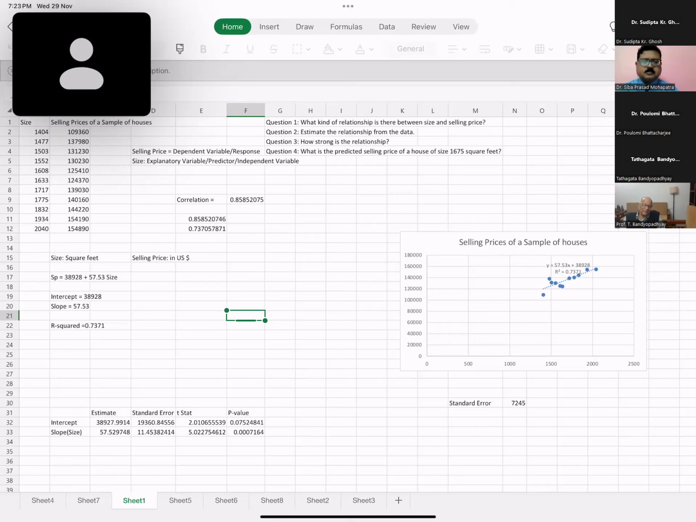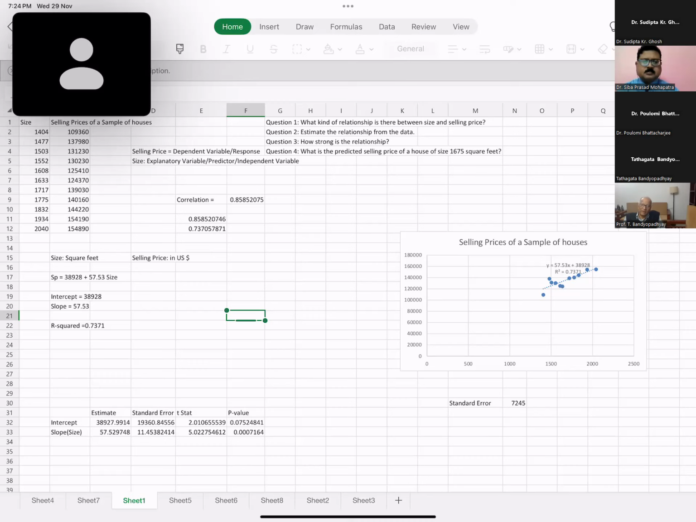So I have already written there, you see, selling price is the dependent variable, often called the response, and size is the explanatory variable, often called the predictor, or the independent variable. And question 4 is, what is the predicted selling price of a house of size 1675 square feet? So you are given data on 11 apartments. The minimum size of the apartment is 1404 and the maximum is 2040. 1675 lies between 1633 and 1717. So from this data, what would be the predicted selling price of the apartment that you are going to sell, whose size is 1675 square feet?